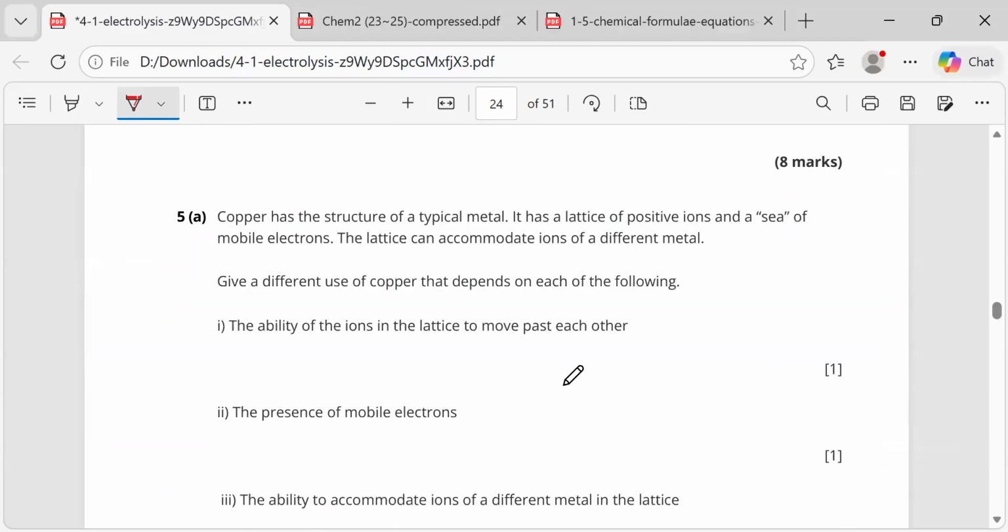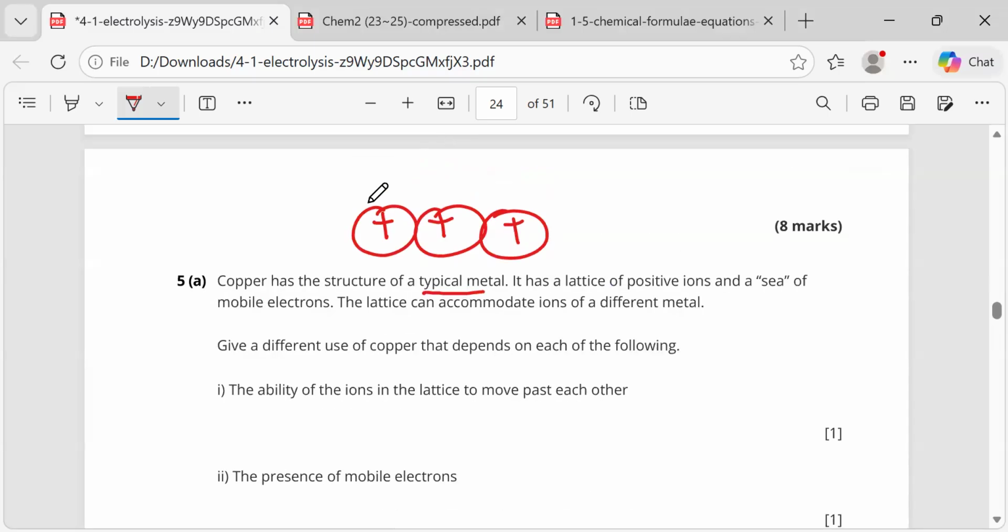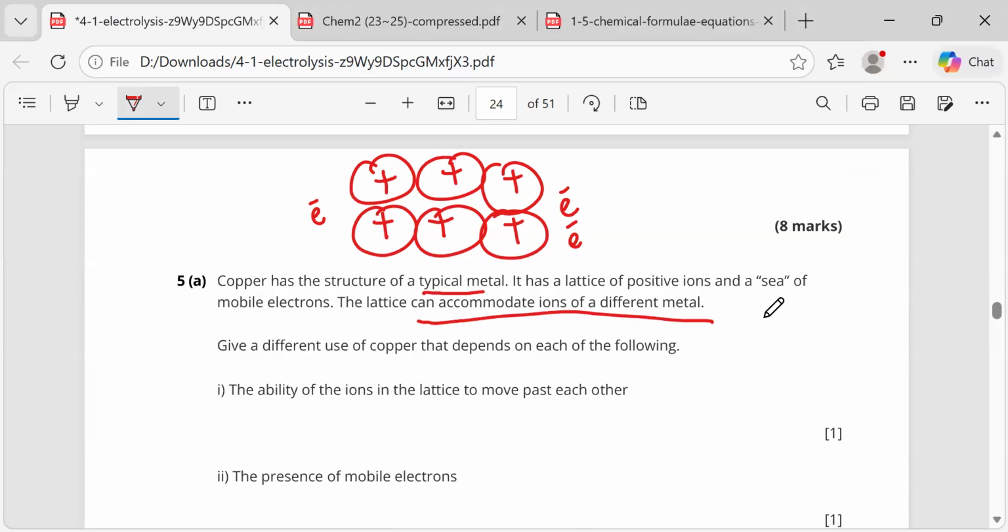Copper has the structure of a typical metal. This is a metal. Remember, positive metal ions in a sea of free electrons. So it can accommodate different metals. What is that called? Alloy.